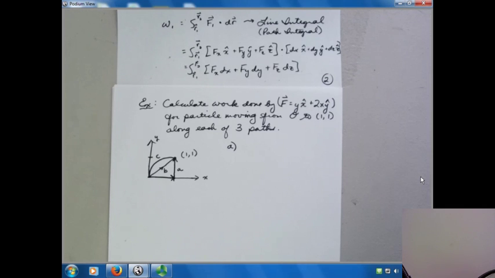So we have to break this one up, because it's sort of a discontinuous path. We have to break it up into two paths. The next ones won't be that way. This is the one where we have to make it two integrals.